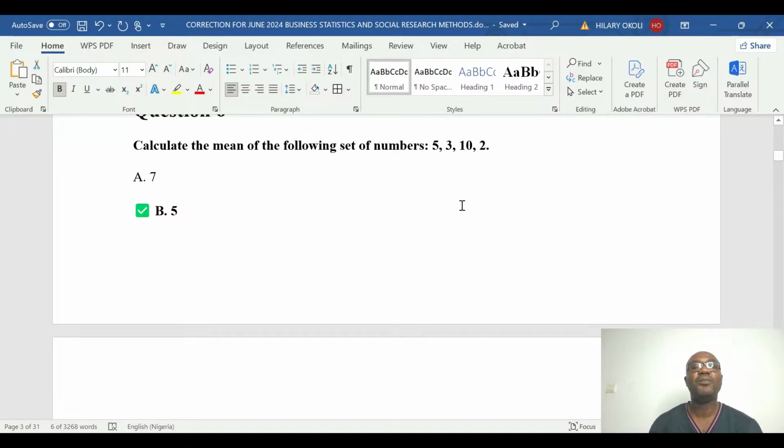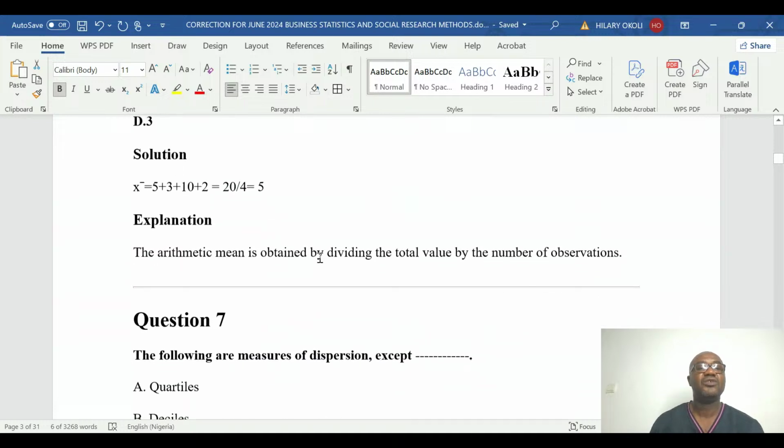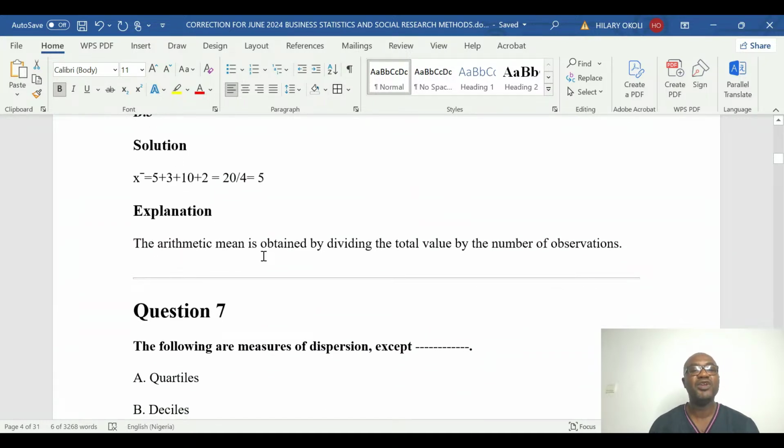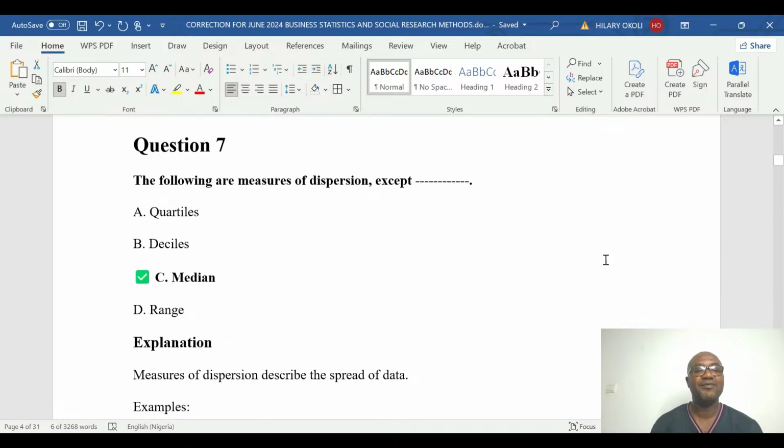So you add it up, it gives you 20. This is 10, this is 15, this is 3 and 2, 20. 20 divided by 4 gives you 5. That is the answer. So the arithmetic mean we already know is obtained by dividing the total value by the number of observations. That's how that one is done. We are familiar with it. So that is how it's done. Let's proceed.